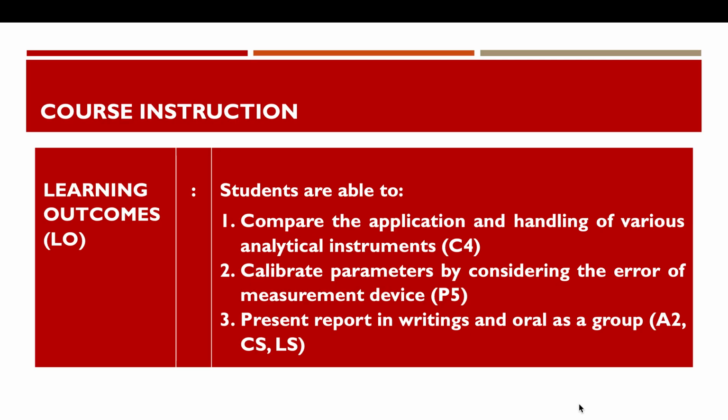Okay, moving forward to learning outcomes. Basically, there are three learning outcomes of the course. The first one is to compare the application and handling of various analytical instruments, denoted by C4, which is cognitive 4. And second one is to calibrate parameters by considering the error of measurement device, psychomotor 5. And the third one is to present report in writings and oral as a group, which is we should address A2 effective 2, CS communication skills and leadership skills.